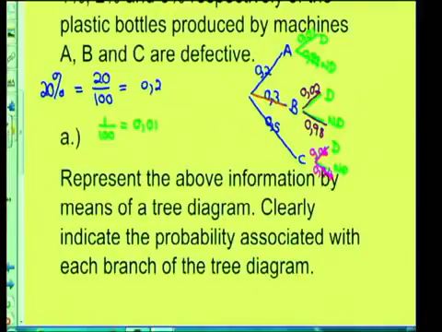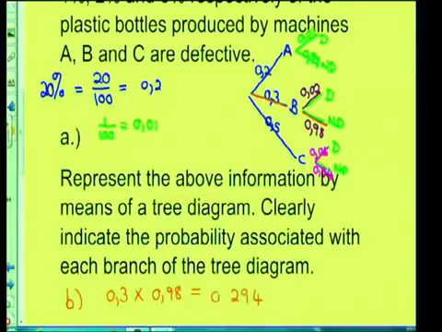So it must be B, and it must be not defective. So I'm interested in that arm. And so for B, I'm going to say 0,3 is the probability of getting B, times 0,98 not defective. And now it would be a matter of doing this multiplication, which we can do on our calculator, but it's not that bad. It's going to be 0,294. Okay, so we have that probability of getting a bottle from B that is not defective.